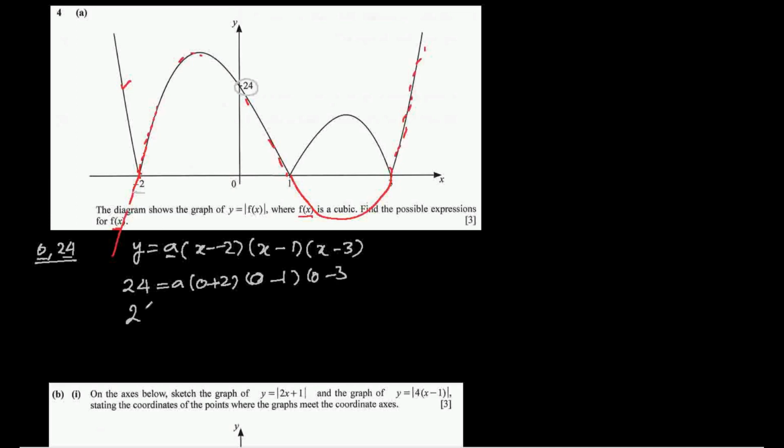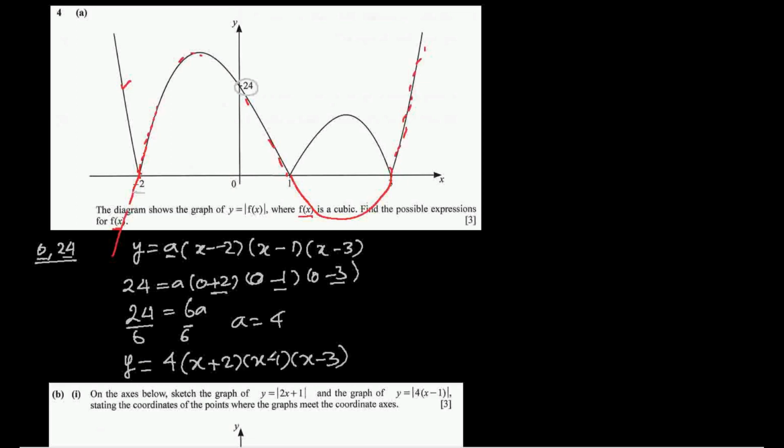So 24 equal to 2 times minus 1 is minus 2, and minus 2 times minus 3 is plus 6, 6a. So divide both sides by 6. a comes out to be 4. So the first possible equation of the cubic function is, in place of a it is 4, and then you can write (x plus 2)(x minus 1)(x minus 3).